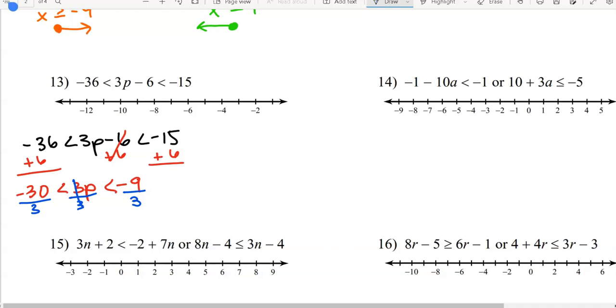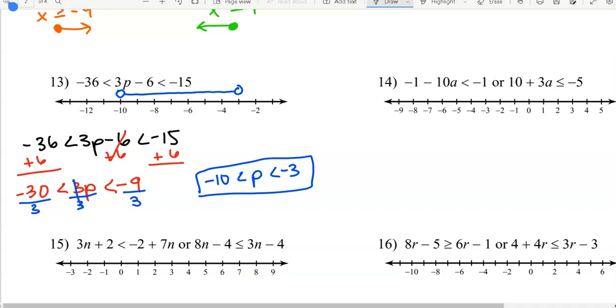I did not divide by a negative number, so my signs are going to stay the same. Negative 30 divided by 3 is negative 10. P is by itself. Negative 9 divided by 3 is negative 3. So my solution is in between negative 10 and negative 3. They're both open, right? My p is bigger than negative 10, but smaller than negative 3. So it's in between them.